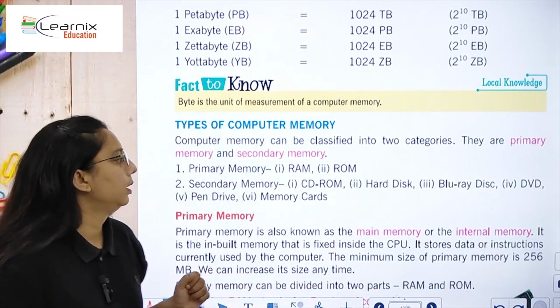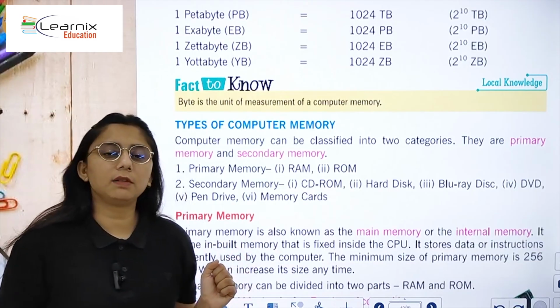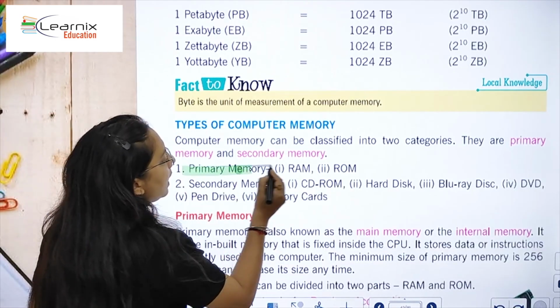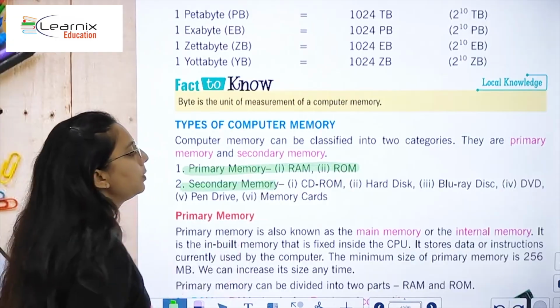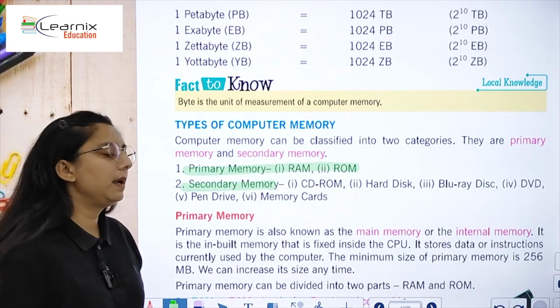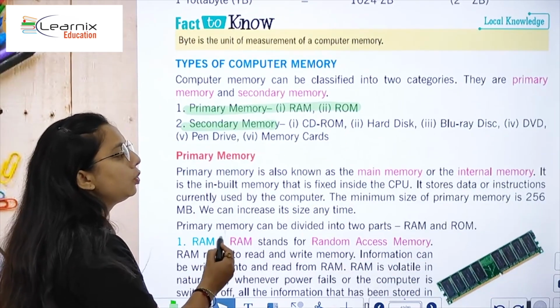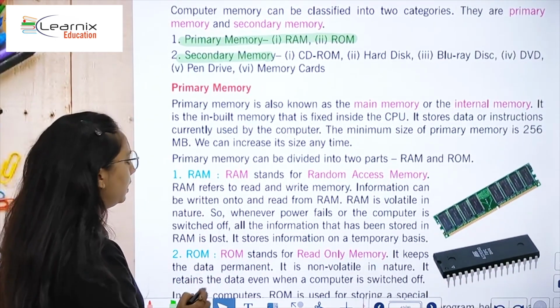Computer memory is classified into 2 categories: primary and secondary memory. In primary memory, we have RAM and ROM. In secondary memory, we have CD-ROM, hard disk, Blu-ray disk, DVD, pen drive, and memory card. Now, let's study all the types of memory one by one.